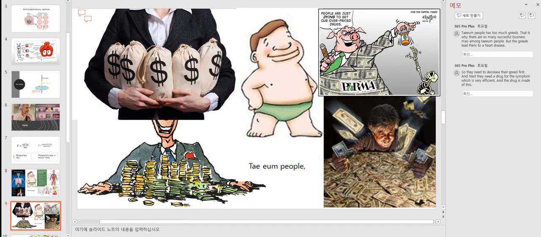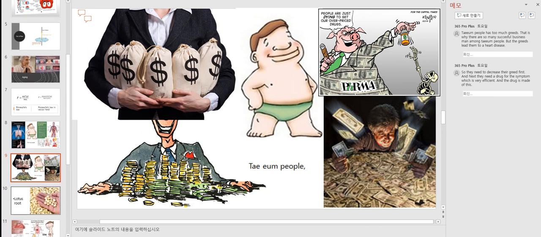Ten people have too much greed. That is why there are so many successful businessmen among ten people, but the greed leads them to heart disease. So they need to decrease their greed first, and next they need a drug for the symptom, which is very efficient. And the drug is made of these.